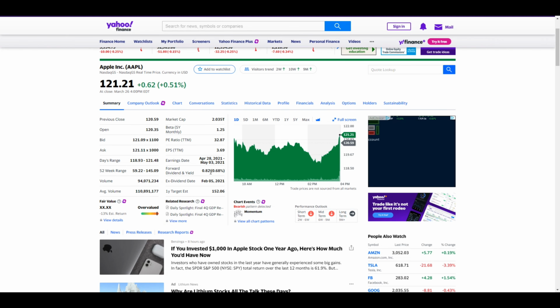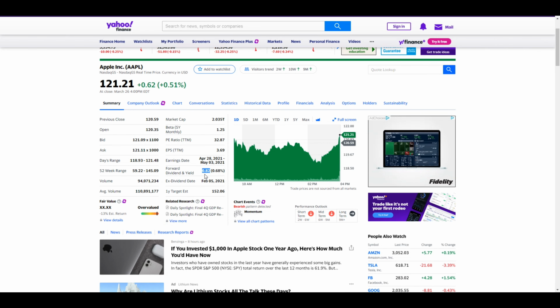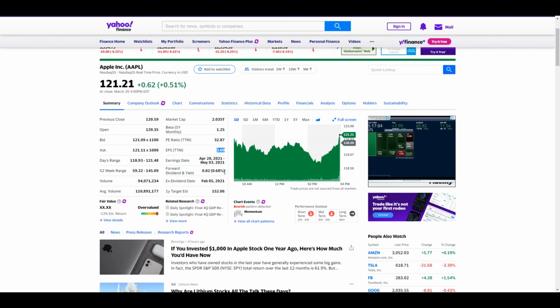As you can also see, this is pretty important, especially if you're a dividend investor, that its current dividend of 82 cents is more than met by its earnings of 3.69. So its earnings are way higher than the dividend, so it can easily make this payment and there's no risk of this dividend going away.